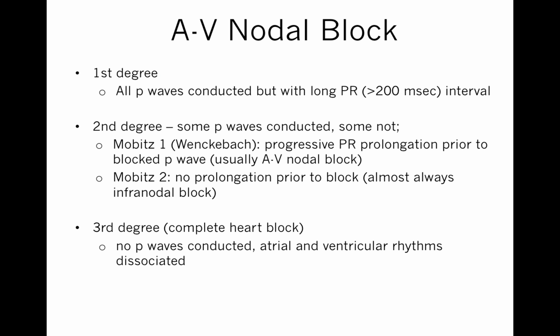So this is the definition. In first degree AV block, all the P waves are still conducted, but the PR interval is prolonged, more than 200 milliseconds, so more than one large square on the ECG paper. In second degree AV block, some P waves are conducted and some are not. In Mobitz 1, there is progressive PR prolongation prior to the blocked P wave. In Mobitz 2, there is no prolongation of the PR interval prior to the blocked P wave. And I will show examples in a minute.